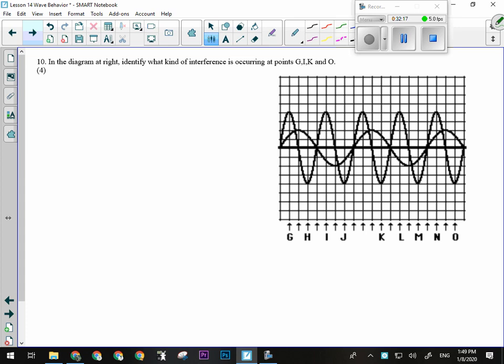Okay, in number 10, identify what kind of interference is occurring at these locations. At G, what kind of interference is occurring here? It's constructive. They're both up. They may not be in phase with each other all that well, but they're both up. At I, destructive. One wave is up, the other is down. At K, destructive, one is up, the other is down. And at O, destructive, one is up, the other is down.